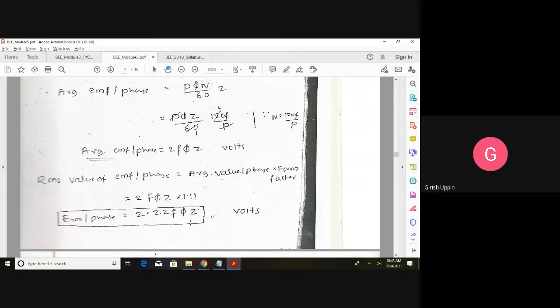Very, very important equation and derivation from the exam perspective. Also, there will be simple problems based on this relation. E_RMS per phase is equal to 2.22FφZ volts.